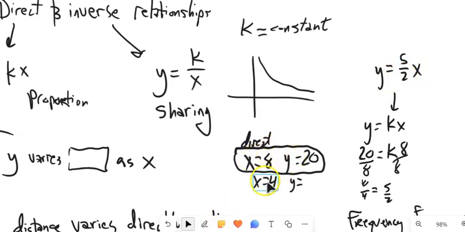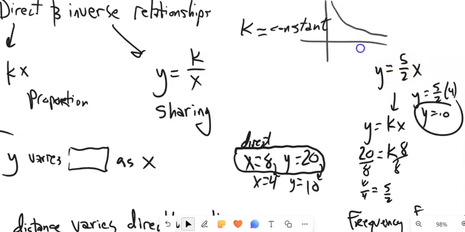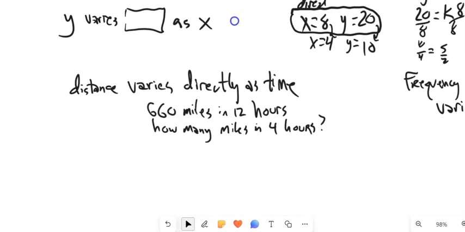So in this model, when x is 4, if I want to know y, I can just plug in 4 for x. Y equals 5 halves times 4, and it looks like y would be 10. Which hopefully makes sense if you think about this proportionally. That one got cut in half, this one gets cut in half. All right, and then if I had said they vary inversely, I would have used a different model. I would have used y equals k over x and solved it out. So let's just do a couple of these.